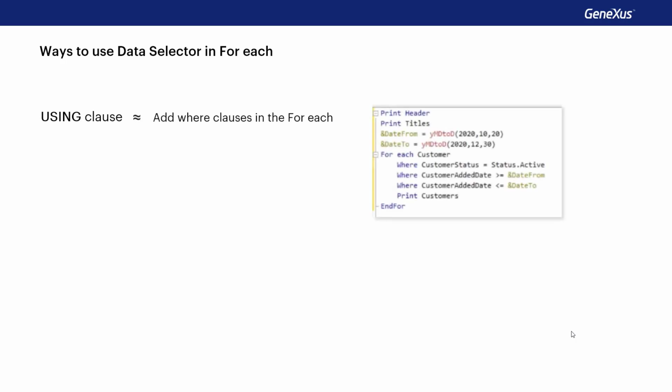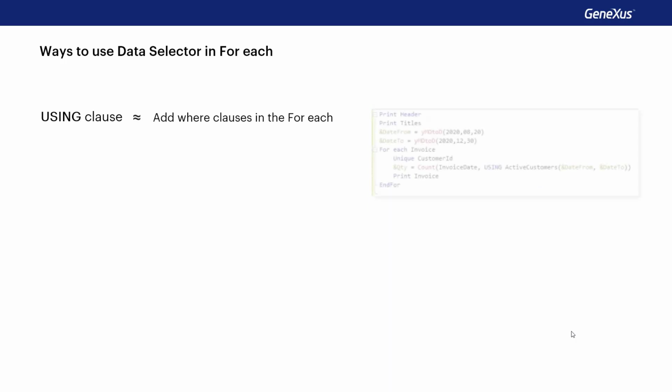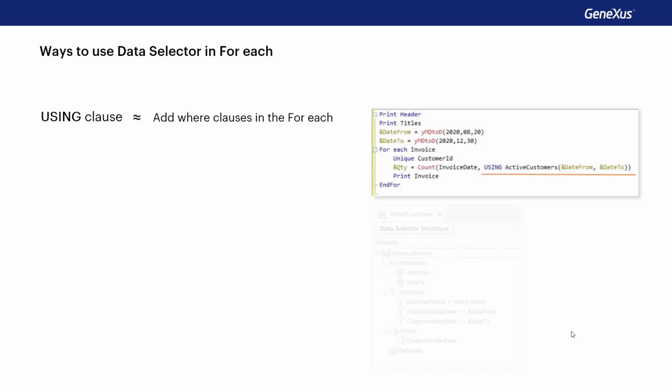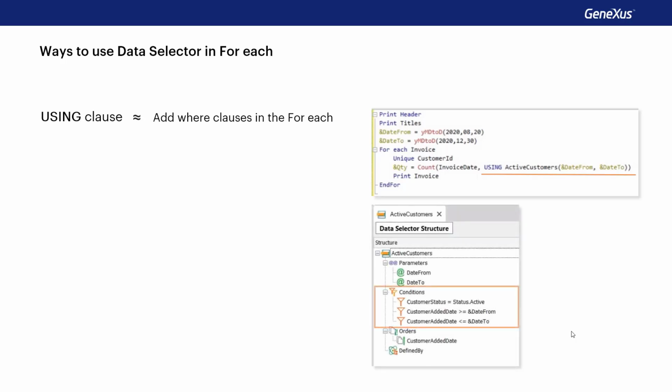Summarizing what we've seen so far, the data selector can be used in two very different ways. If it's through the using clause, there will be no difference with having the order or where clauses of the data selector directly inside the for each. Or, as we've just seen, if we use it inside an aggregate formula, it's similar to entering there the conditions that we entered in conditions in the data selector.